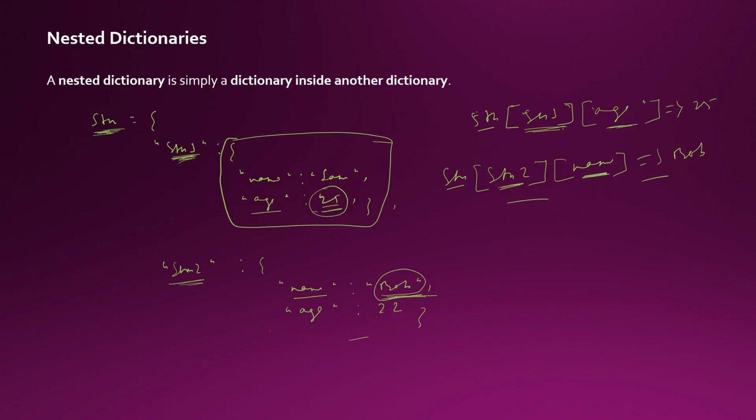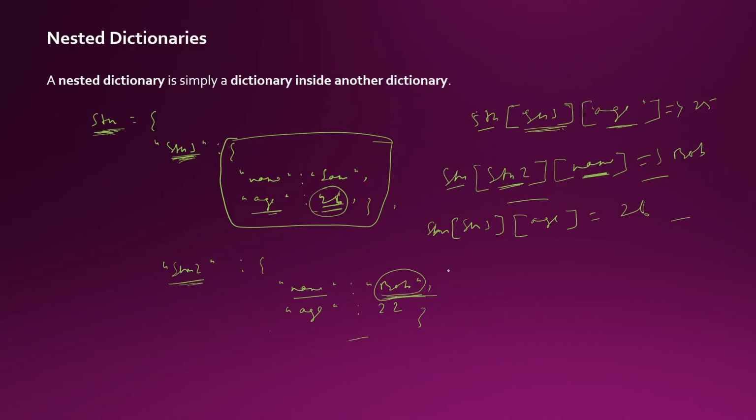In the same way, if you want to modify or update any value in a nested dictionary, we can write student. Suppose I want to update this 25 as 26. I mention student, then the key student 1. Within this, which one do I want to update? The age key. So I mention age equal to 26. Now if I print my student dictionary, the age key will be updated as 26. This is how we can perform our update.